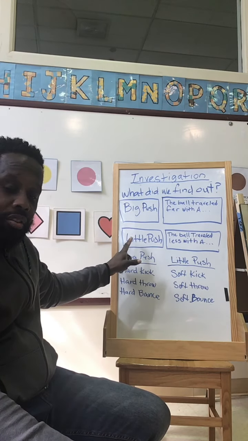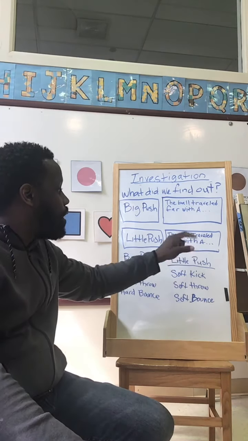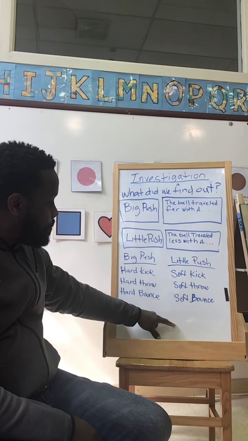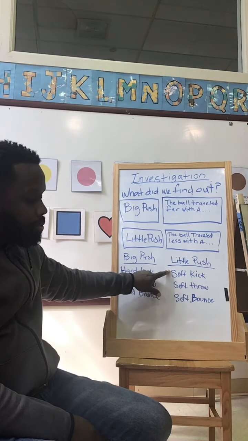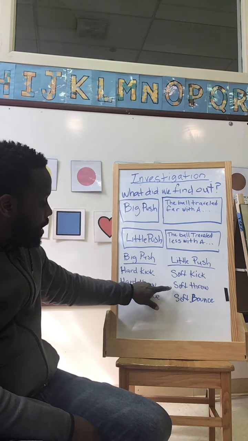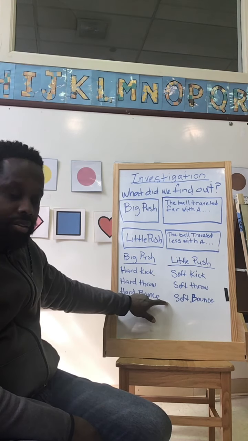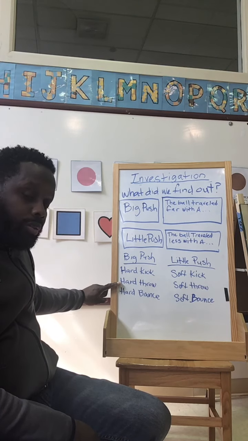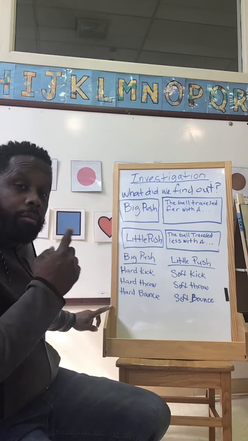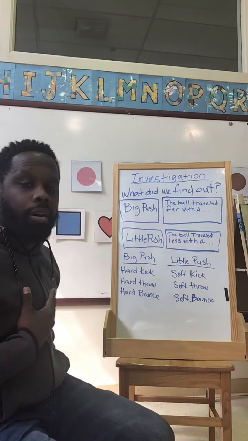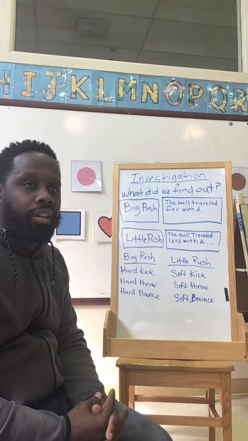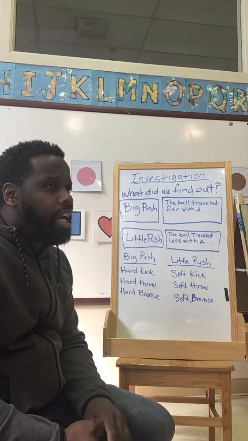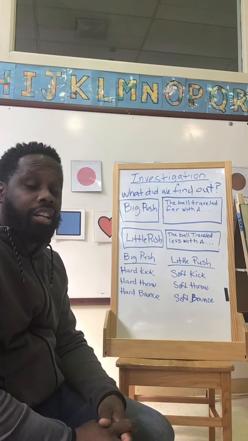And so in the little push, you're going to say the ball traveled less. You're going to use one of these lines in these categories. You're going to use any of these lines: soft kick, soft throw, soft bounce. For big push, you're going to use hard kick, hard throw, or hard bounce. But before you start, I just want to give you an example of what I observed out there. Then once I'm done, you can take your time and fill out your sheets, and you can put them in my tray, and you can line up and get ready for gym.